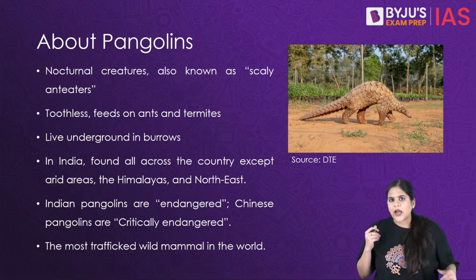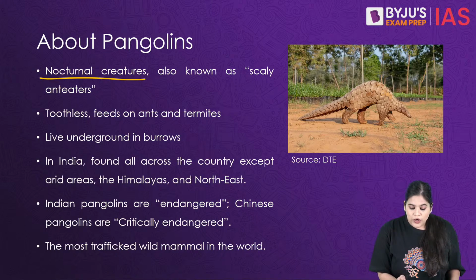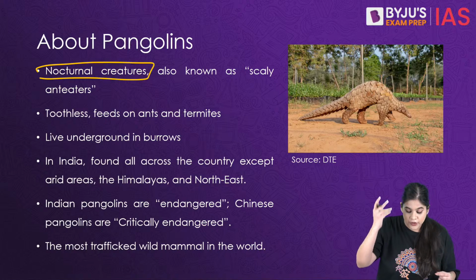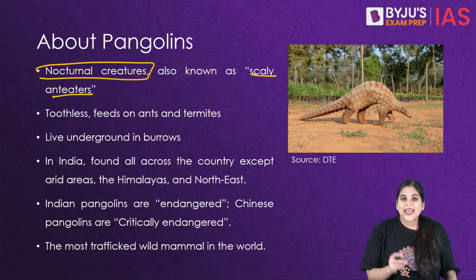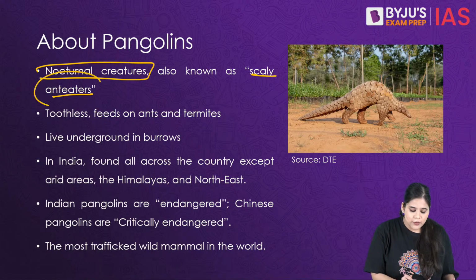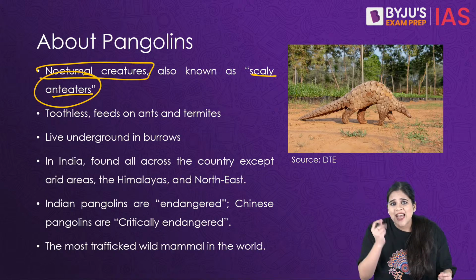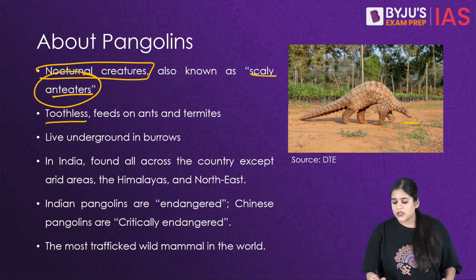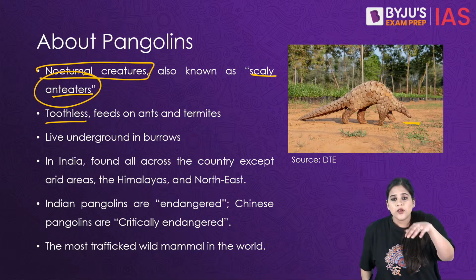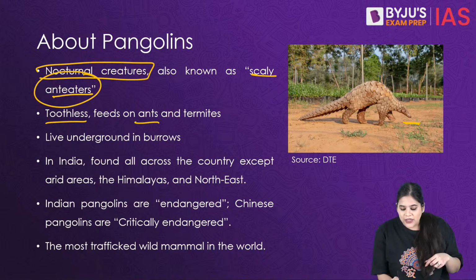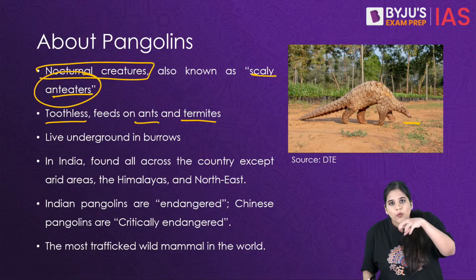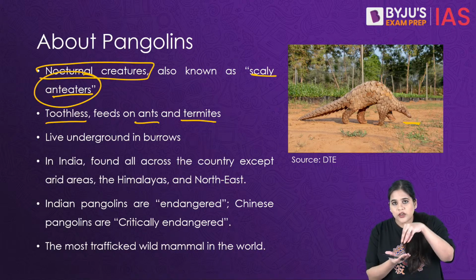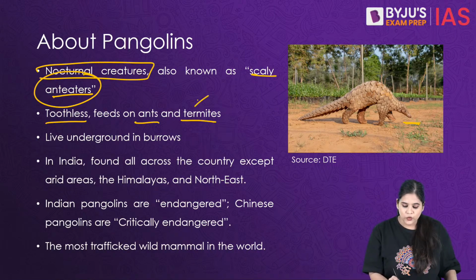Now, what are pangolins? Pangolins are nocturnal creatures. Nocturnal means they are active at the night. They are also known as scaly ant eaters. So what does that mean? One of their main food is ants. Now these creatures are toothless. They move around on the ground and they suck up ants and termites like a vacuum cleaner does. Okay, so they move around with their mouths on the ground and they suck up their food.